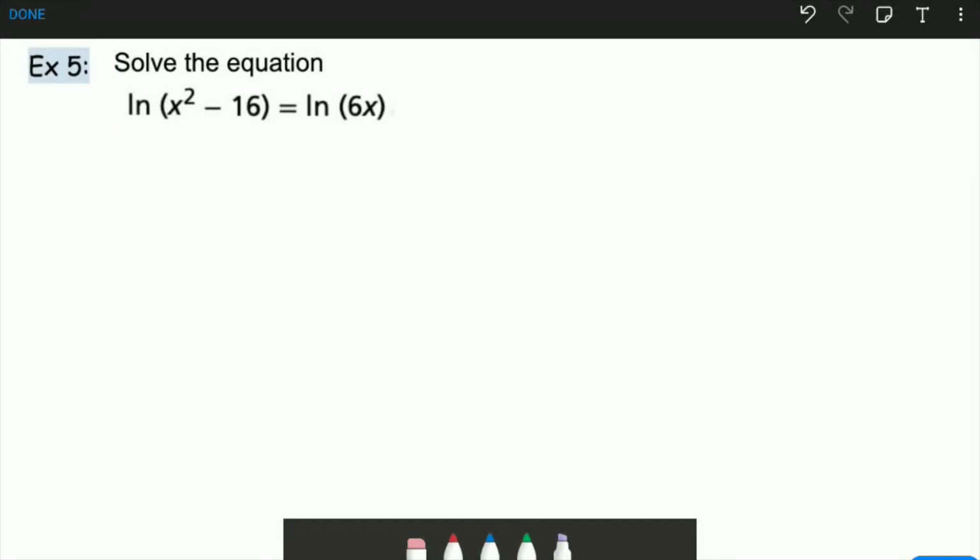Okay, here we have an additional equation with logs on each side. This one, however, we don't have to use logarithm properties to start it out because there's nothing outside the logarithms. So we can just go ahead and get rid of the logarithms either by using the equality property, or the fact that it's 1 to 1, or making both sides an exponent of e to cancel out the natural log. So we'll have x squared minus 16 equals 6x.